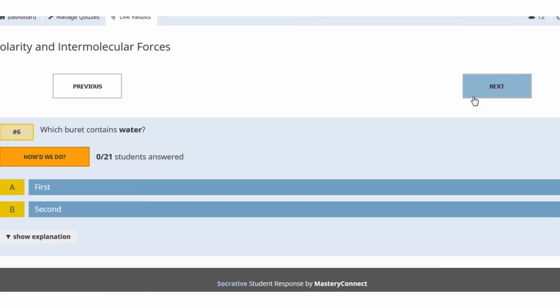Which burette contains the water? The first one, which there was no attraction, or the second one, which there was an attraction? 5, 4, 3, 2, 1. And the second one was the water.